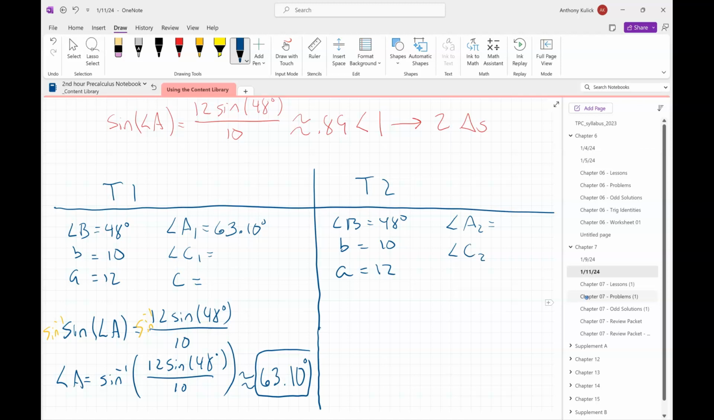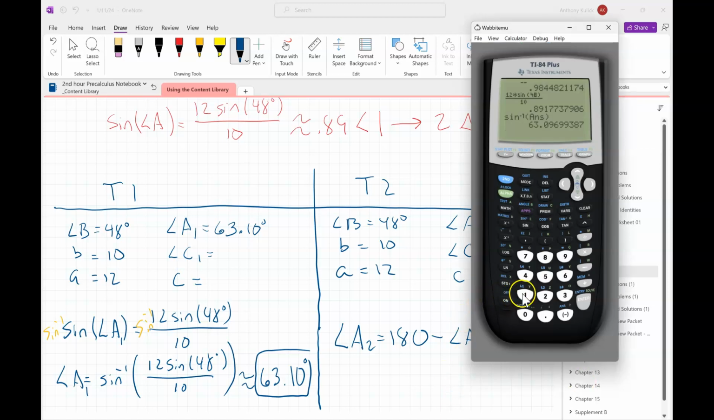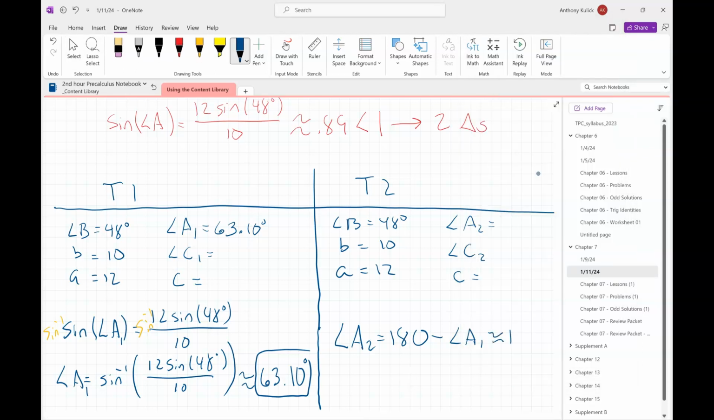Now, as soon as I have the angle A1, I can find the angle A2. The relationship between angle A1 and angle A2 is always supplementary. So angle A2 is always going to be 180 minus angle A1. That'll always be the situation. The first angle you find in triangle 1 will give you that corresponding angle in triangle 2. So in this case, that's 116.90. Is everybody okay there?